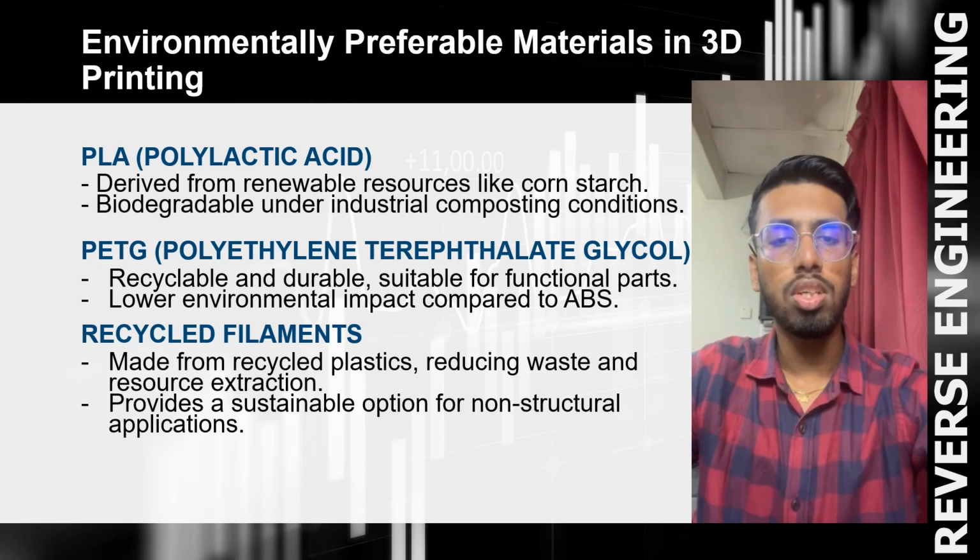Using PETG would provide the structural integrity needed for a functional component while offering recyclability at the end of its life. Lower environmental impact than ABS. ABS is a commonly used plastic in 3D printing, but it has a higher environmental footprint due to its petroleum-based origin and more intensive production process. PETG, on the other hand, is considered a safer and more sustainable alternative for projects requiring robust mechanical properties.